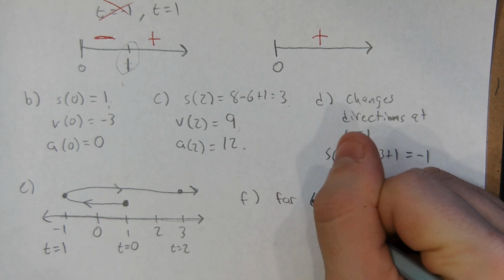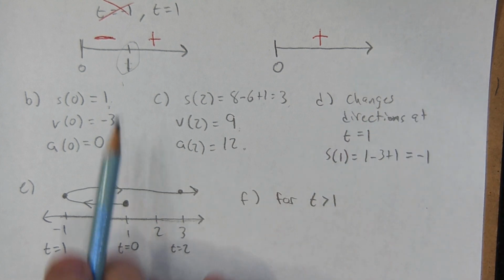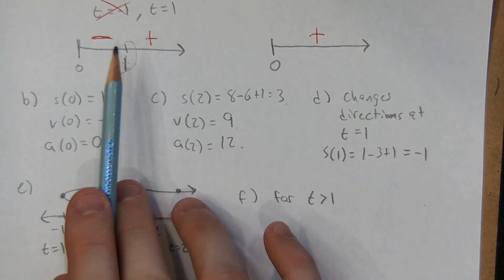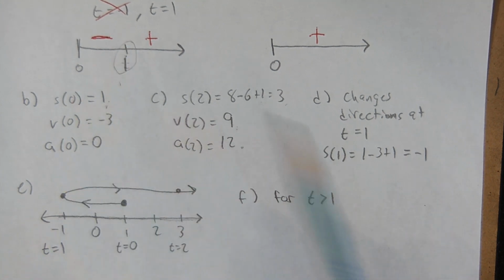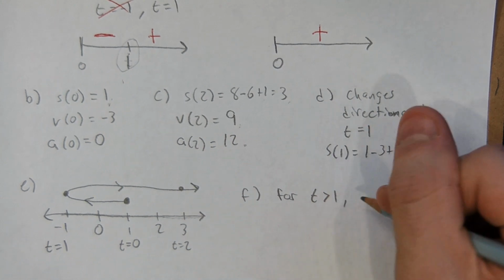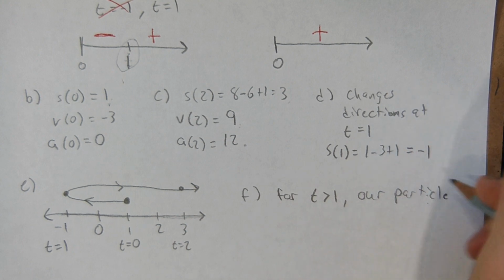So for time greater than 1, we can't say or equal to, because at time equals 0 the velocity is 0, and at time equals 1 our velocity is 0, which is not a positive number. So we have to say after the first second. For time greater than 1, our particle is speeding up.